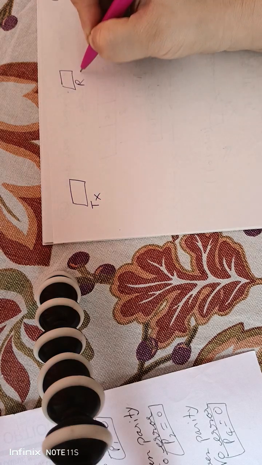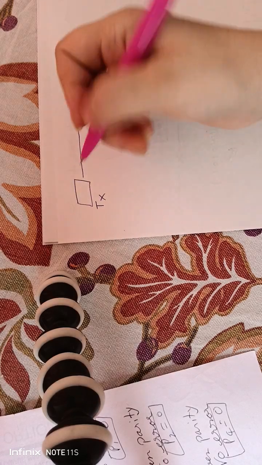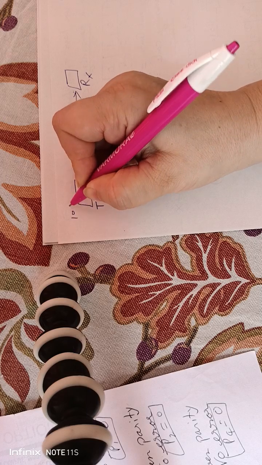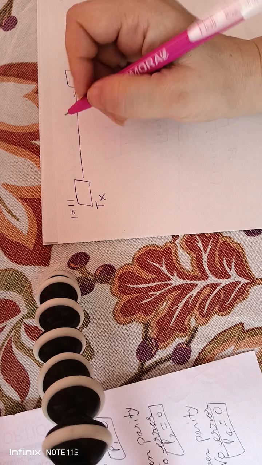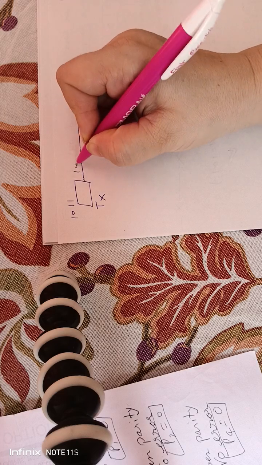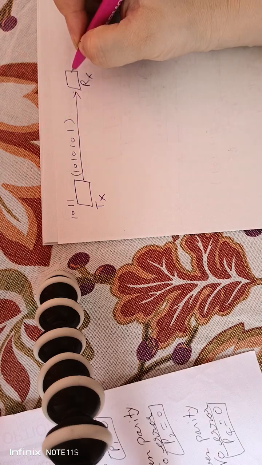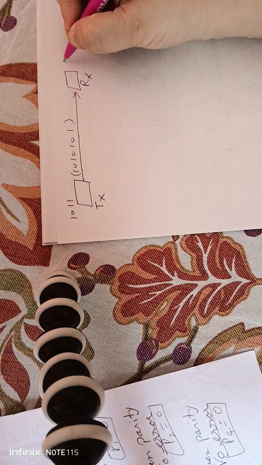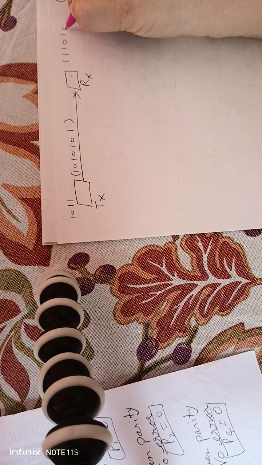Okay, so this is my transmitter, this is my receiver. We were transferring data from here to there. So data that I sent was 1011. The Hamming code that generated was 1010101, right? Now at the receiver, we have received a data 11100101.